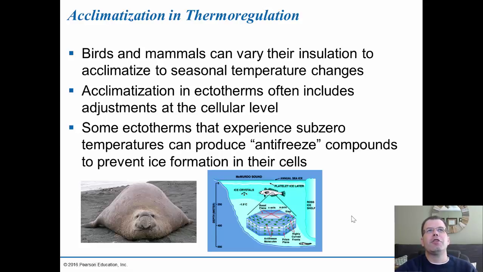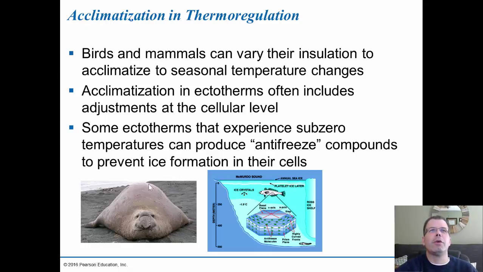Now again, acclimation: birds and mammals vary their insulation to acclimatize to seasonal temperature changes. So animals get heavier during the winter in response to that, and so you put on insulation. Again, you get a little heavier during the winter because you need to maintain the heat. When it gets summer, you lose the weight. And so that's what you'd hope, and that's the idea of what would happen.